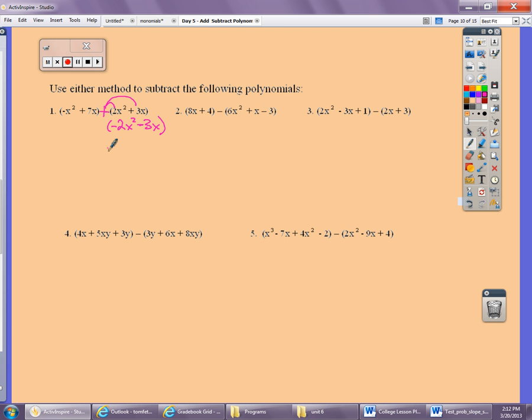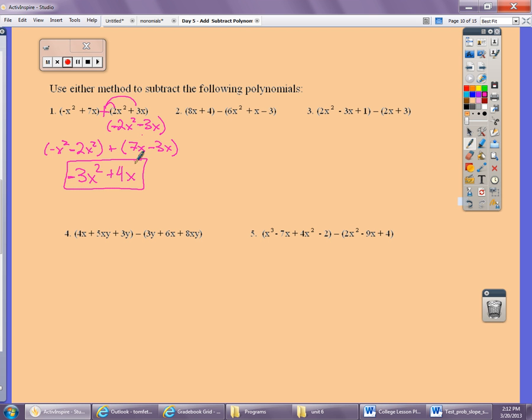So now I group my like terms. So I group my x squared. So negative x squared minus 2x squared, minus, because it says minus right there. I have 7x and minus 3x. So negative x squared minus 2x squared is going to give us negative 3x squared. And then 7x minus 3x is a positive 4x.